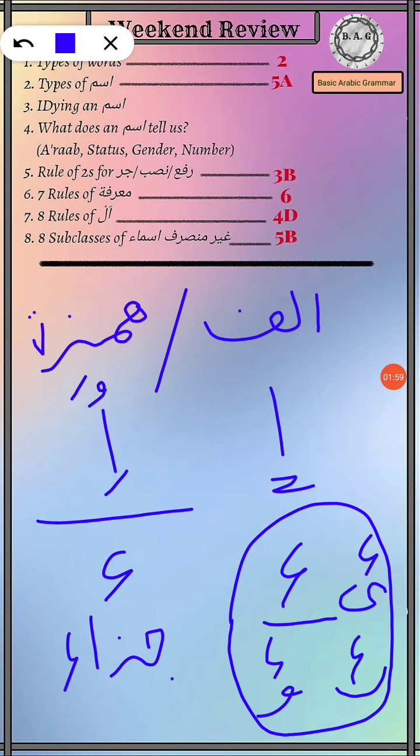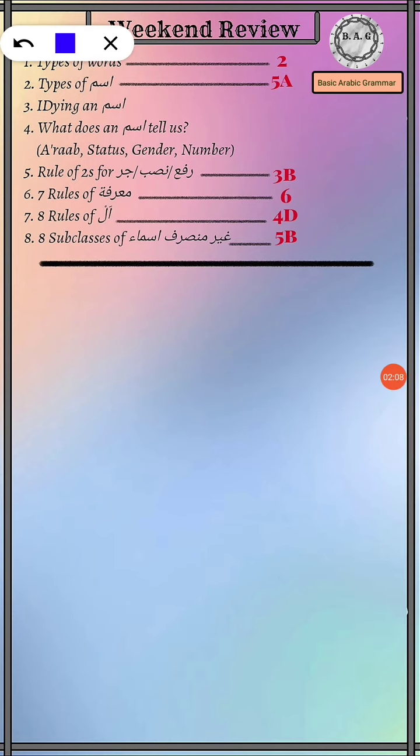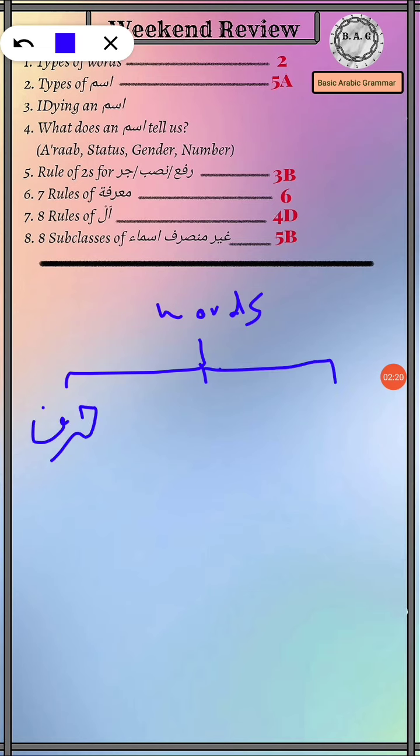Alright, so after the alphabets and the vowel sounds, we started off with the classification of words in Arabic. The words were classified into three groups. Alright, and the first one was harf. They are the ones that are meaningless on their own, but whenever they are joined or written beside a fail or an ism, they impart powerful meanings.